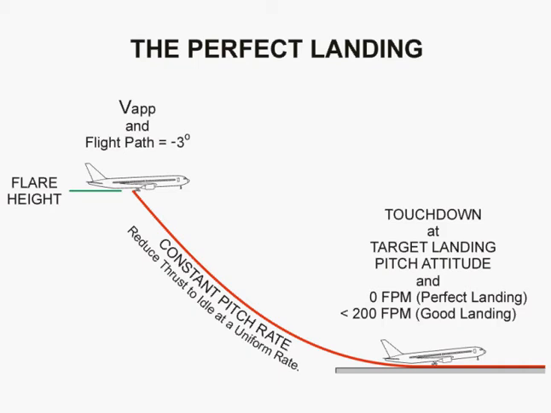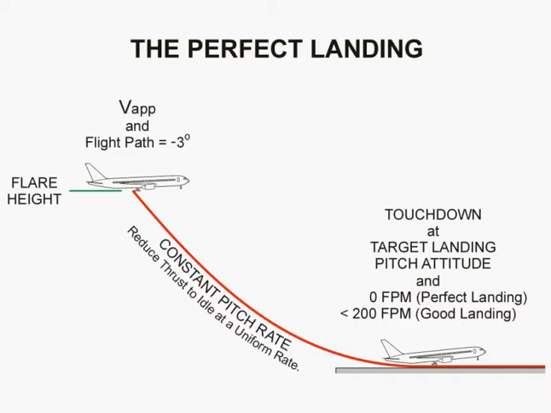From a stabilized approach, a perfect landing passes over the runway threshold at a safe altitude and transitions to the desired touchdown pitch attitude in the minimum distance, followed by a 0 foot per minute rate of descent when the wheels touch. The key to a perfect landing is arriving at the target landing pitch attitude shortly before touchdown. Minimum landing distance is achieved by rotating to the target attitude at a constant pitch rate, beginning at flare height.